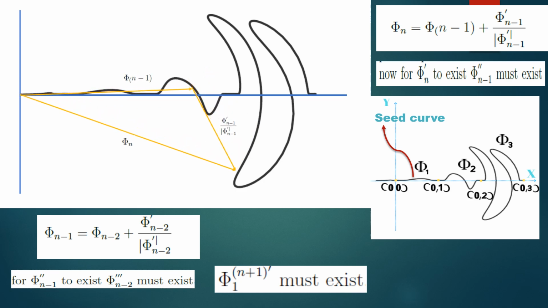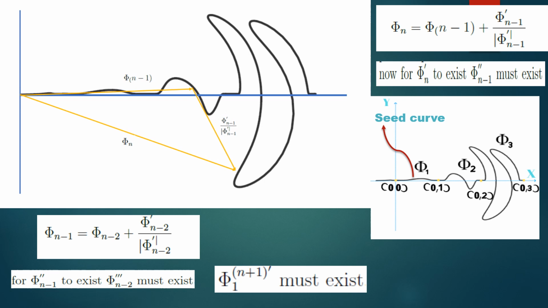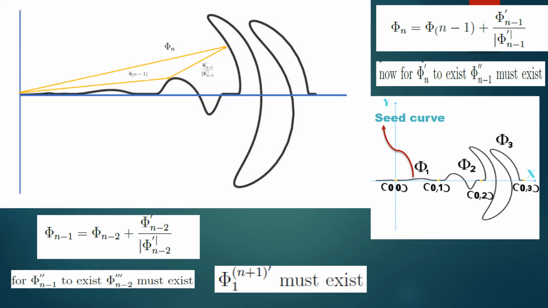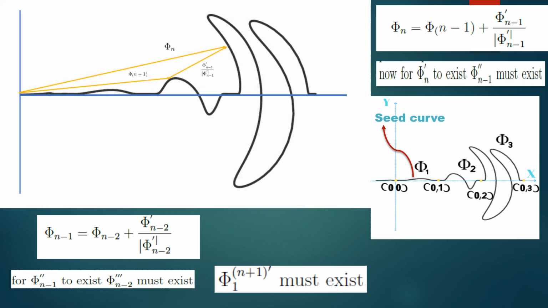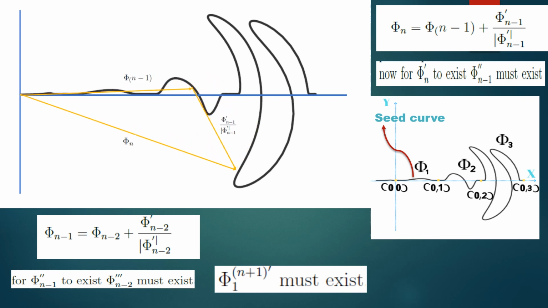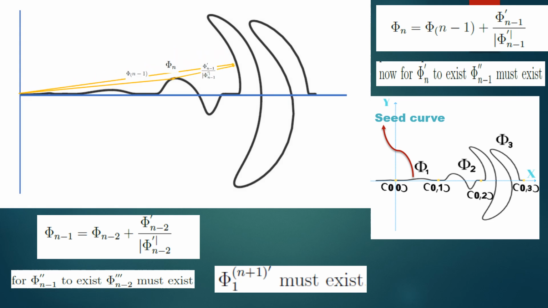And extending this logic to the seed curve, we get that the n plus 1th derivative of this seed curve must exist. If this condition is satisfied, then any curve phi n is differentiable within the points (0, n minus 1) and (0, n). And for these two points, we have taken the curve to be a horizontal straight line, so it is infinitely differentiable. So in general, at any point on the whole curve, the curve is differentiable.